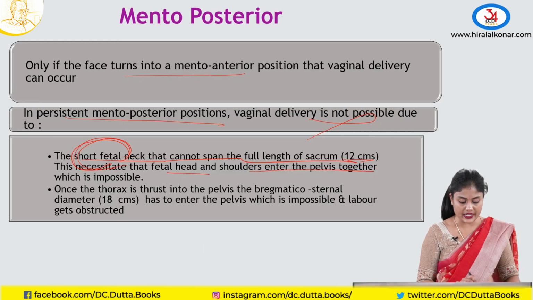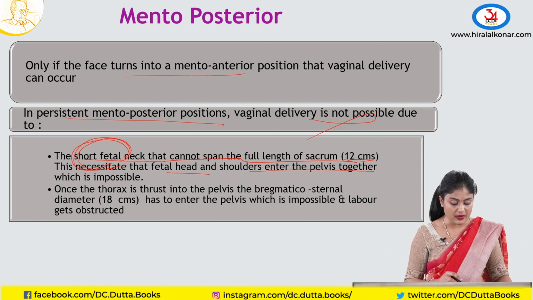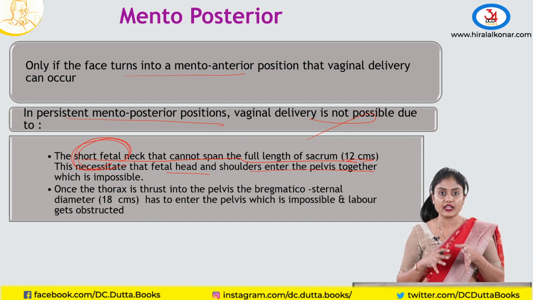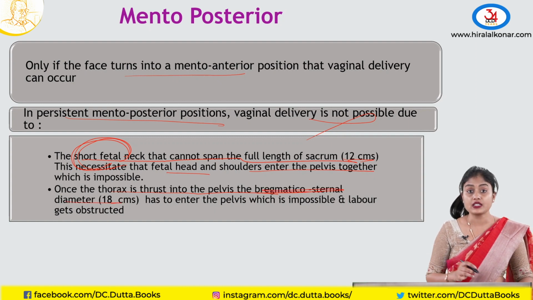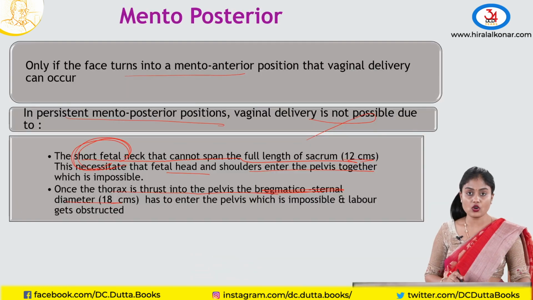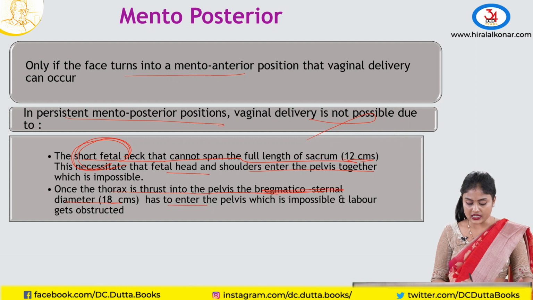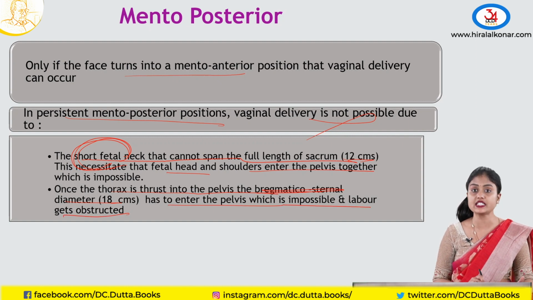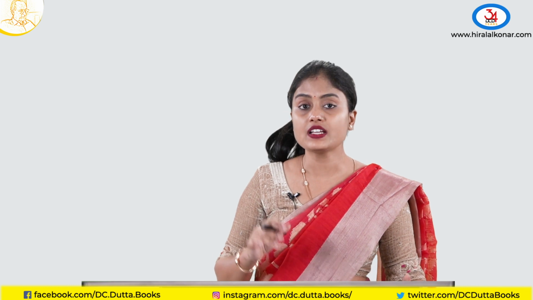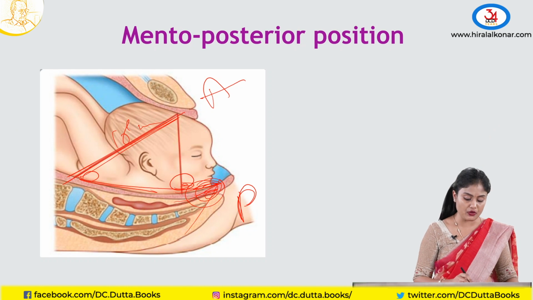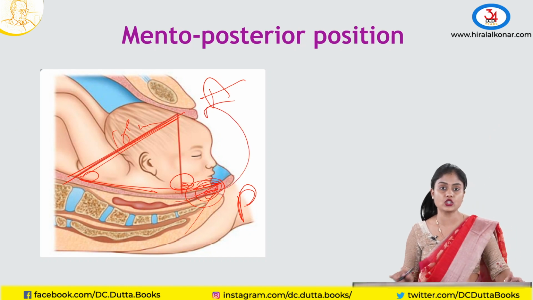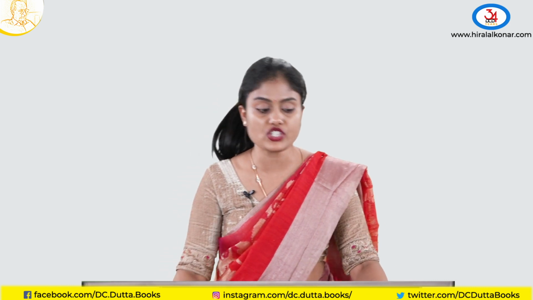As you can see, the short neck cannot span the full length of the sacrum and the fetal head and shoulders enter the pelvis together, which is not possible. Once the thorax is thrust into the pelvis, the bregmatocervical diameter, which is almost 18 centimeters, has to enter the pelvis, which is impossible and labor gets obstructed. So that is why in face presentation, if it is mento-posterior, there is no mechanism of labor unless it rotates mento-anterior. How do we manage it in labor?